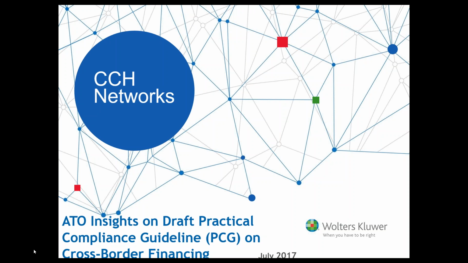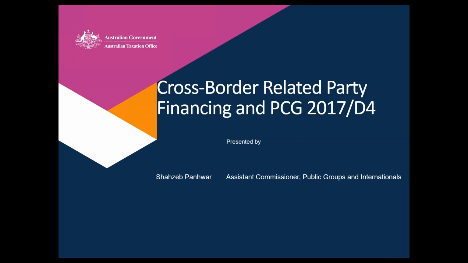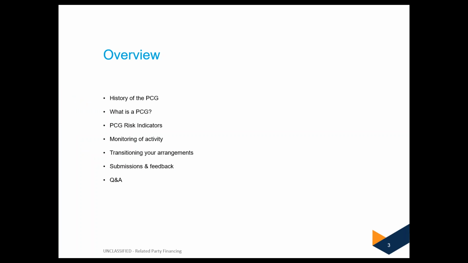I know everyone's time is valuable, so hopefully this will be a very useful walkthrough about some recent guidance that the ATO has released in relation to related party financing. So the main thrust of this discussion will be in relation to the ATO's Practical Compliance Guide 2017/D4, which has the really catchy title of ATO Compliance Approach to Taxation Issues associated with cross-border related party financing arrangements and related transactions. But in short, it's the Practical Compliance Guide which the ATO has released, which provides some guidance in relation to cross-border related party financing arrangements. So now if we just move on to the overview slide.